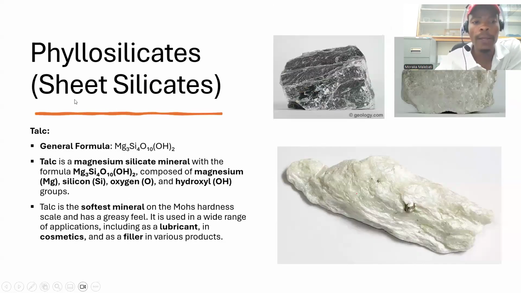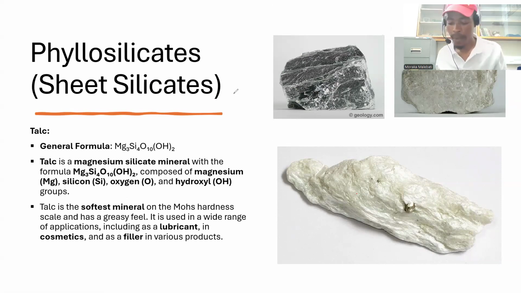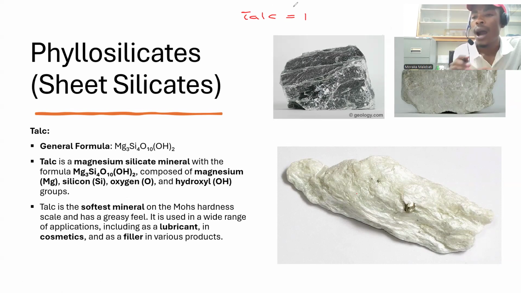Then you also have talc. I like this talc. Talc has a Mohs hardness of 1. So how can you identify talc? By the softness. You can easily scratch it with your fingernail. Usually people only know this one, but this one is also talc. If you touch it, you will see it's very soft.